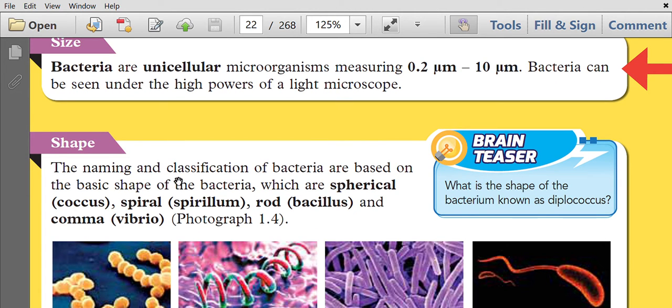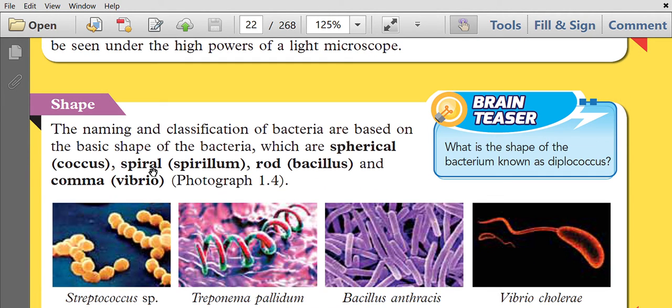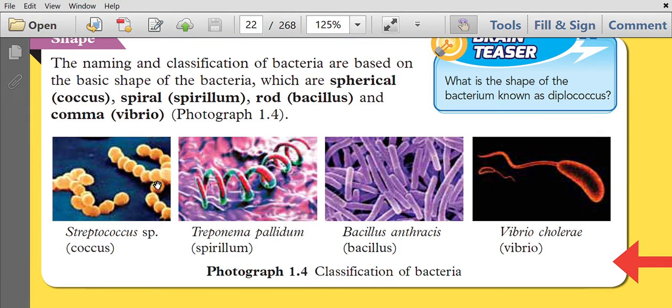The naming and classification of bacteria are based on the basic shapes of the bacteria, which are spherical, coccus. It looks like a ping pong ball. This is coccus. Spiral, or we call them spirillum. Rod, it looks like a sausage, which is also called bacillus. And comma, vibrio. Okay, so this is comma, this is bacillus. Okay, see here there are different kinds of bacteria.